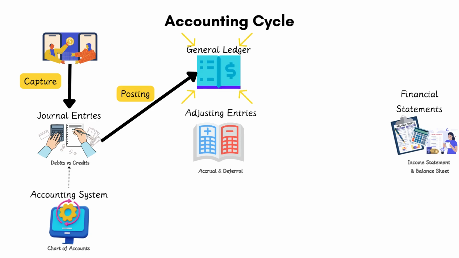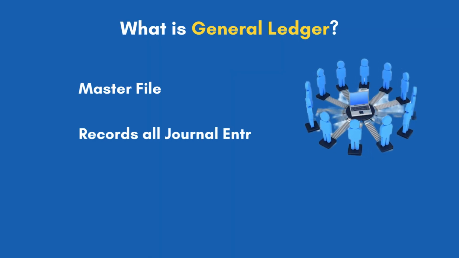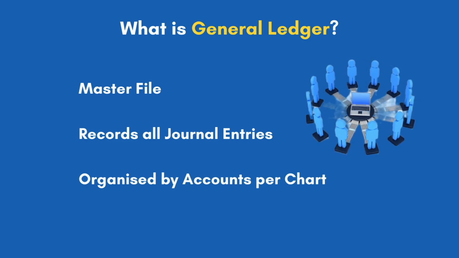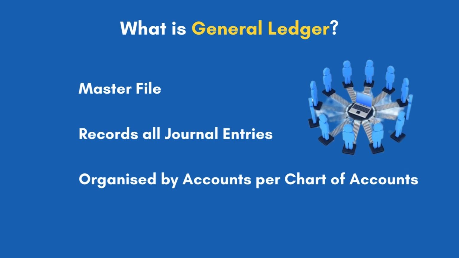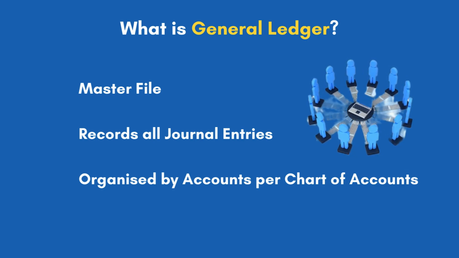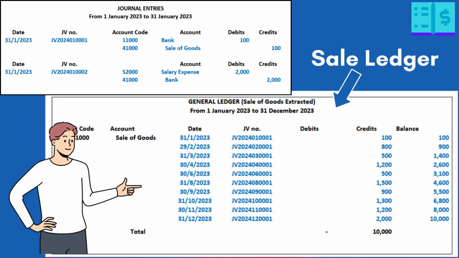process known as posting. General ledger is a master file that contains all journal entries, organized by accounts according to the chart of accounts we set up initially. Let's take the sales of goods account as an example. During the year 2023, all sales transactions are recorded under this account.